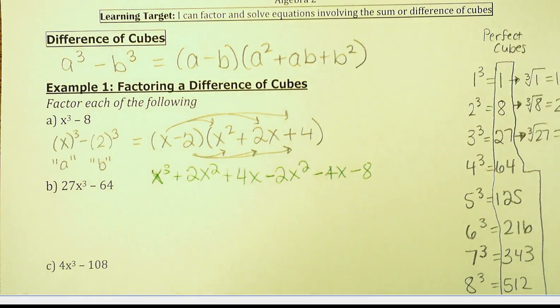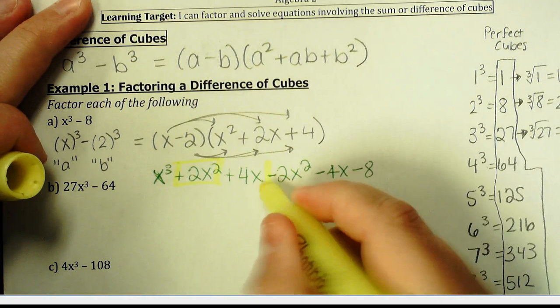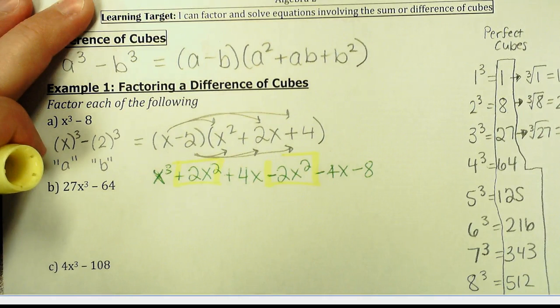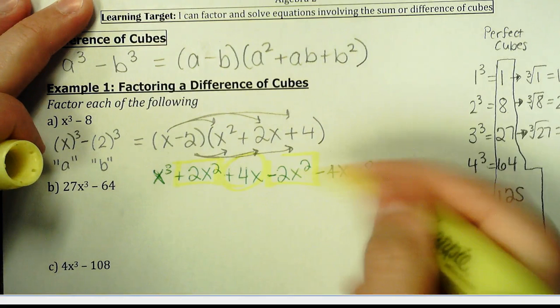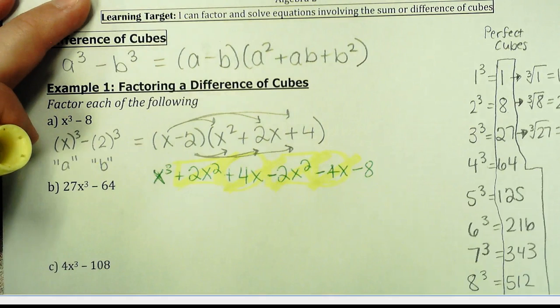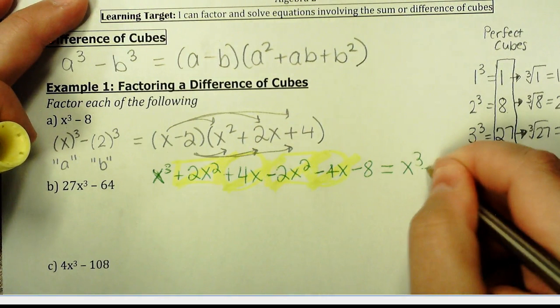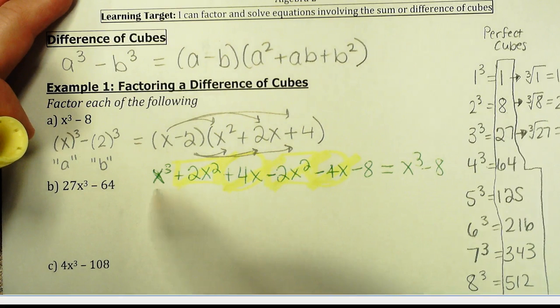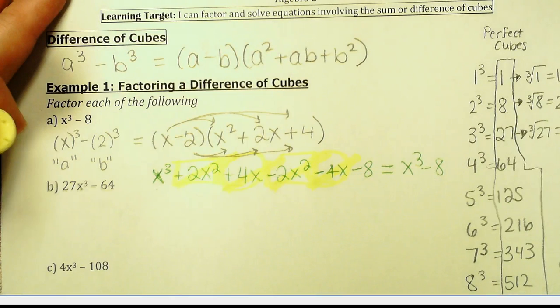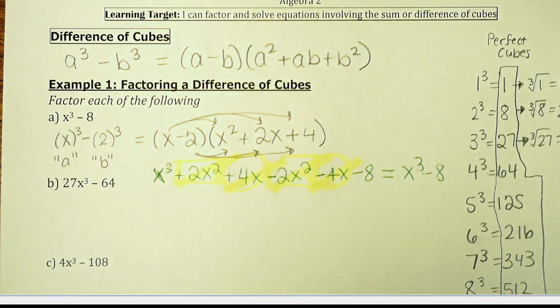Now, if you go back through here and look, these two terms cancel each other out, the 2x squared and the negative 2x squared, the 4x and the negative 4x. So all these terms are wiped out, and what you're left with is what we started out with, which is just the x cubed and the minus 8. So this is just the factored form. And when we have the factored form, that's going to make it easier for us to solve equations, which we're going to do on the back.